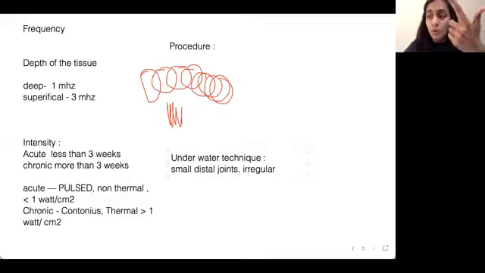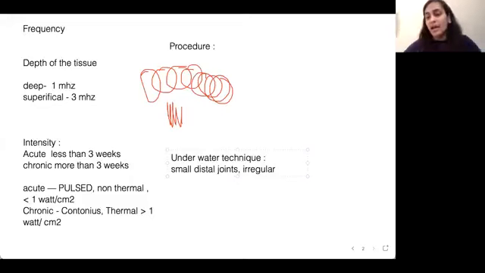You have one more technique. Let's say, for example, that you have an acute shoulder problem, an acute shoulder injury, and when I put the ultrasound head, I make the ultrasound head contact with my AC joint.